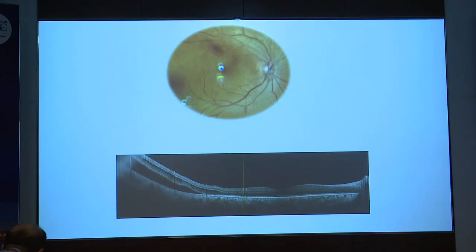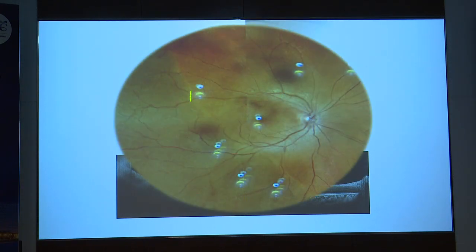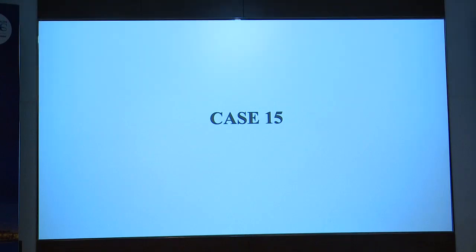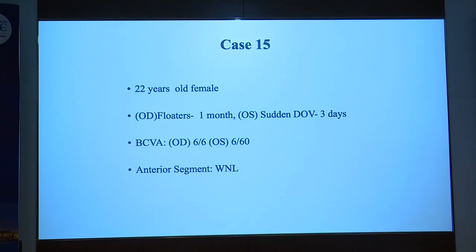This is another case which we see. You can see a subclinical RD over here with a horseshoe tear over here. This is so convincing to the patient. Subclinical RD, it was in fact posted for an anti-VEGF elsewhere based on a previous OCT.